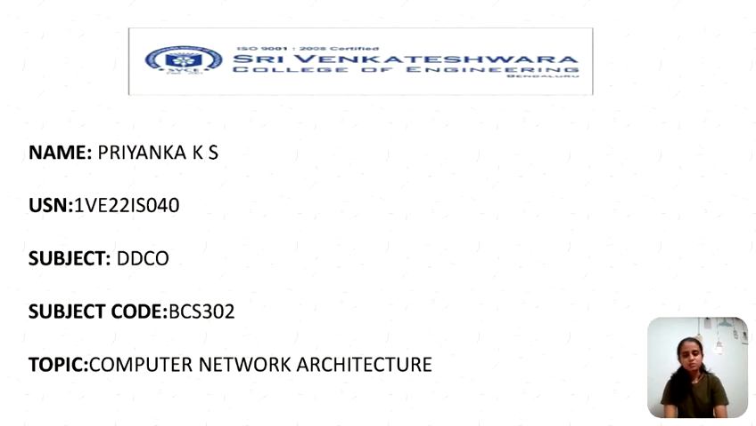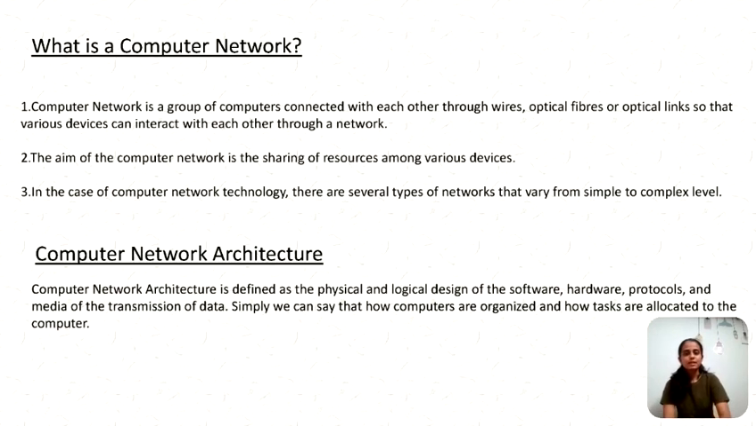Today in this video we'll be looking into computer network architecture. Firstly, we'll see what is a computer network. A computer network is a group of computers connected with each other through wires, optical fibers or optical links so that various devices can interact with each other through a network. The aim of a computer network is the sharing of resources among various devices.